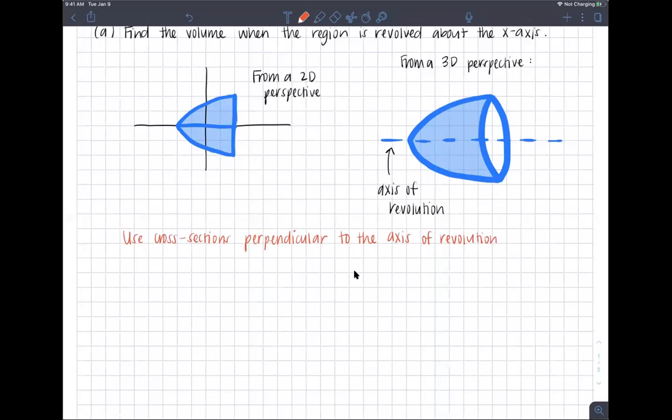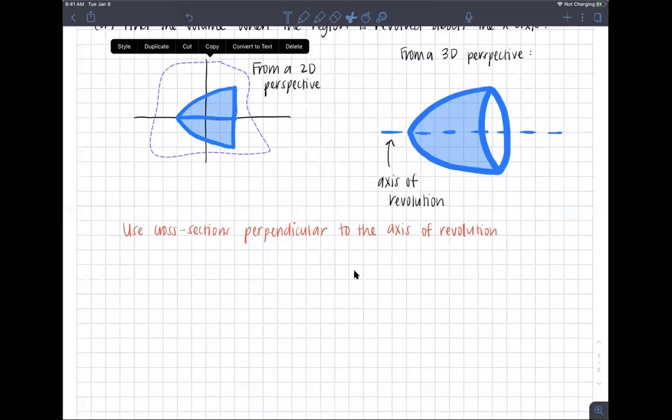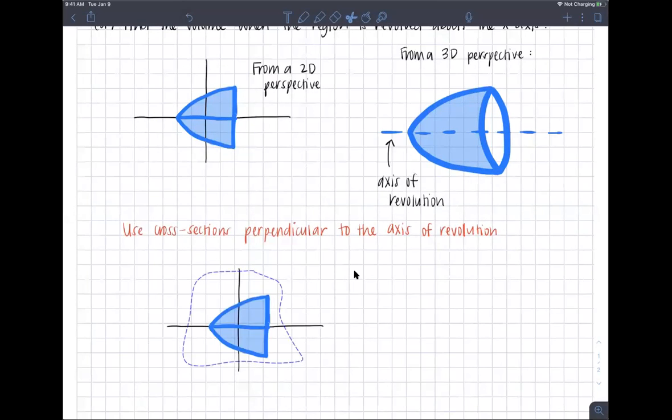Right, so if your axis of revolution is horizontal, your cross sections are going to be vertical. If instead you revolved it about the y-axis, your cross sections are now going to be horizontal, right? Because your axis of revolution is vertical. So these would be your cross sections. And so let's see what that would look like on our 2D graphs. I'm just going to copy all of this and add cross sections to it.